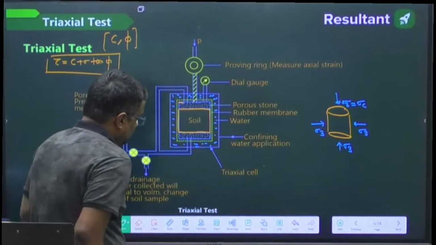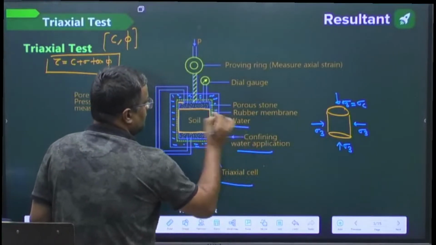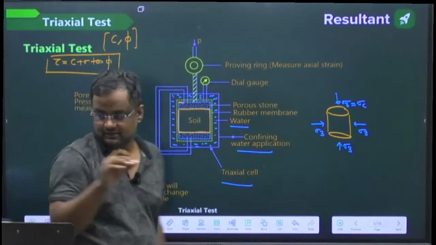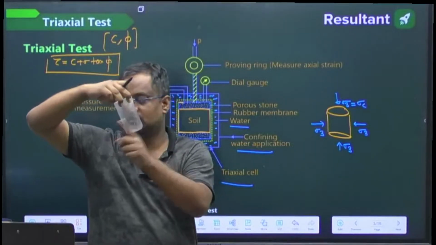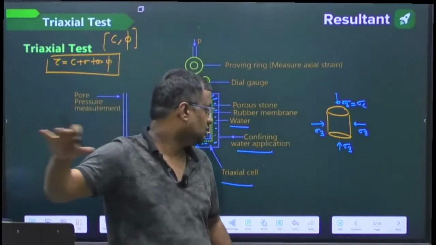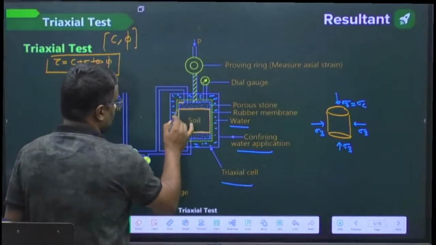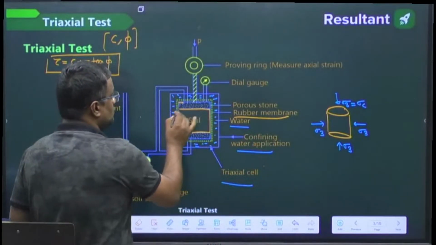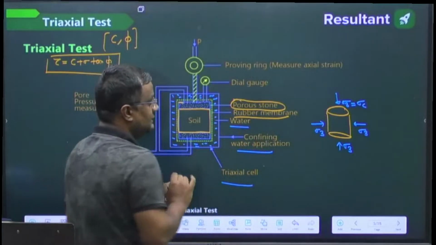So this is the triaxial cell, and the confining stress is applied through water. This soil sample has a rubber membrane put on it from all around, and porous stones are applied at the top and bottom.